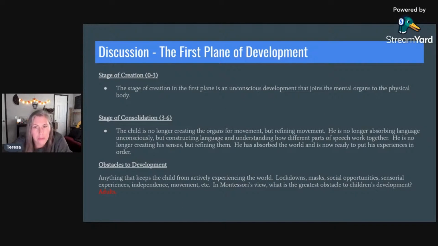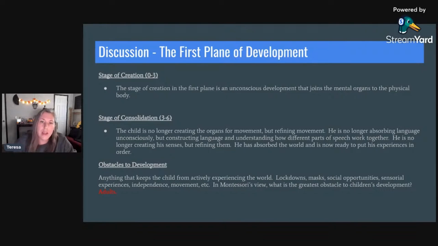So we're going to talk about the first plane of development. For those of you that maybe aren't familiar with Montessori, the first plane of development is simply the 0 to 6-year-old age group. That's our first plane. Maria Montessori divided development up into 6-year planes. So in the first plane, we're going to have two different stages. We have the stage of creation, which is the 0 to 3-year-old age group. And then we have the stage of consolidation, which is the 3 to 6-year-old group.